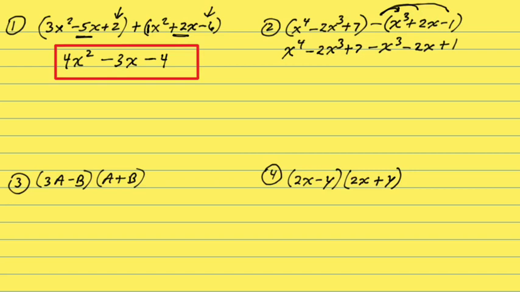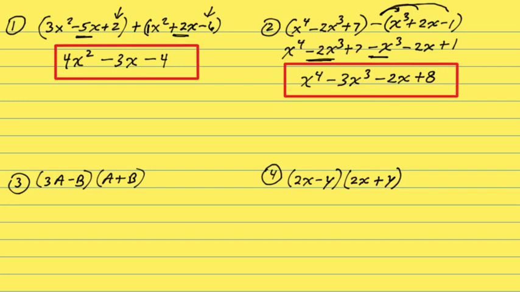Now you have an x to the fourth. That's the only x to the fourth there is. How about negative 2x cubed and another negative x cubed? That should be negative 3 of them. Any x squareds? I don't see any x squareds. Minus 2x, I think that's the only x. But you do have a 7 and a 1. 7 plus 1, I hope, gives you an 8. And hopefully this is the result of that subtraction in number 2. Okay, let me continue then.